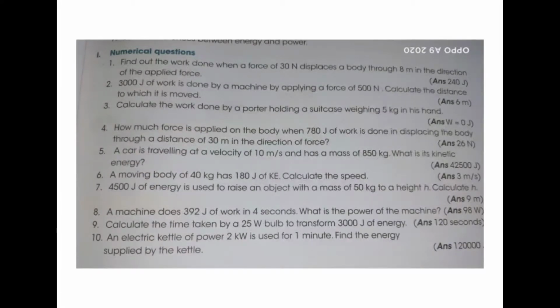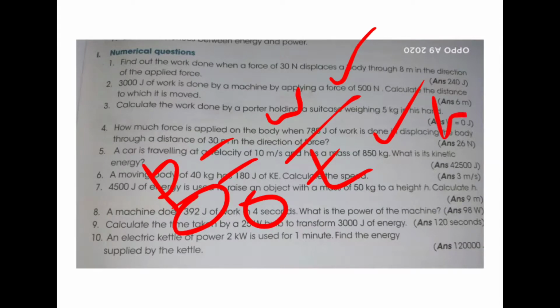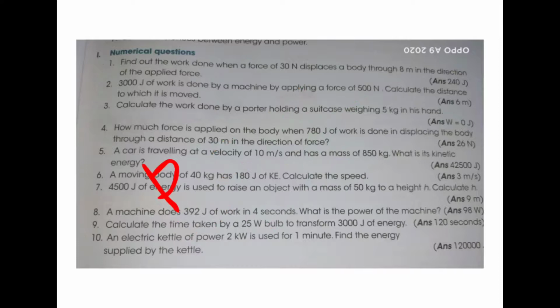Now question number 8. A machine does 392 joule of work in 4 seconds. What is the power of the machine? We know power equals work done by time. Work done is given as 392 and time is given as 4 seconds. So divide 392 by 4, you will get the answer, and the unit will be watt. Capital W, you will write its unit.